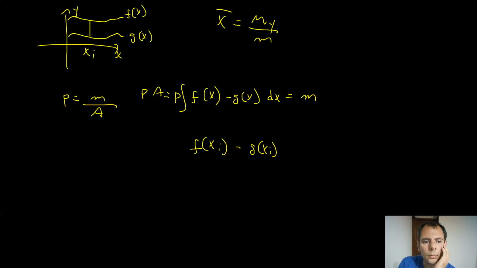Now you're going to have this times dx, because if you do just f of xi minus g of xi, you're not going to have a rectangle, you're going to have a vertical line. But a line is not an area, and you need an infinitely narrow area. So you have to multiply this thing by dx, an infinitely small x. Or you can say delta xi, where delta xi is approaching 0.